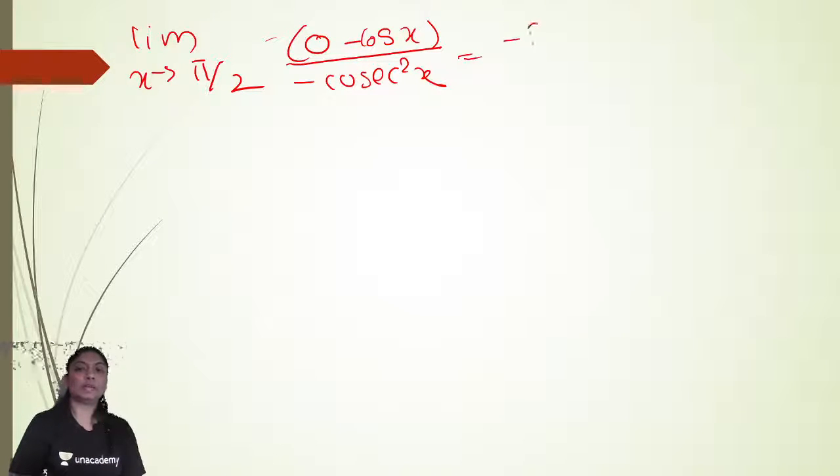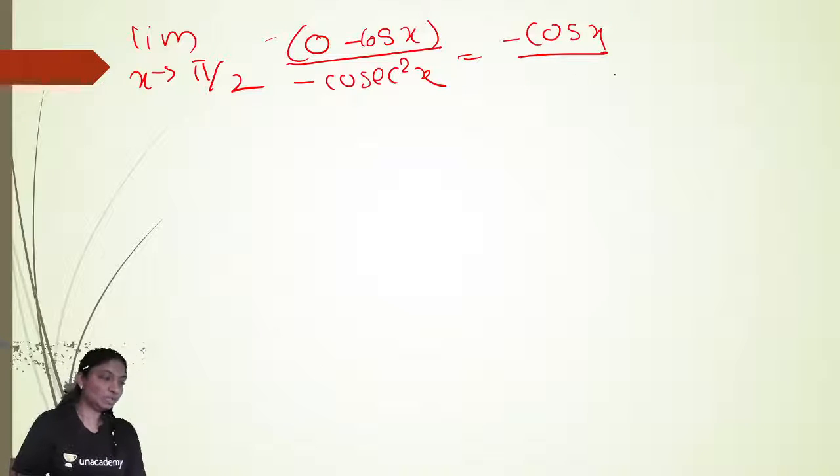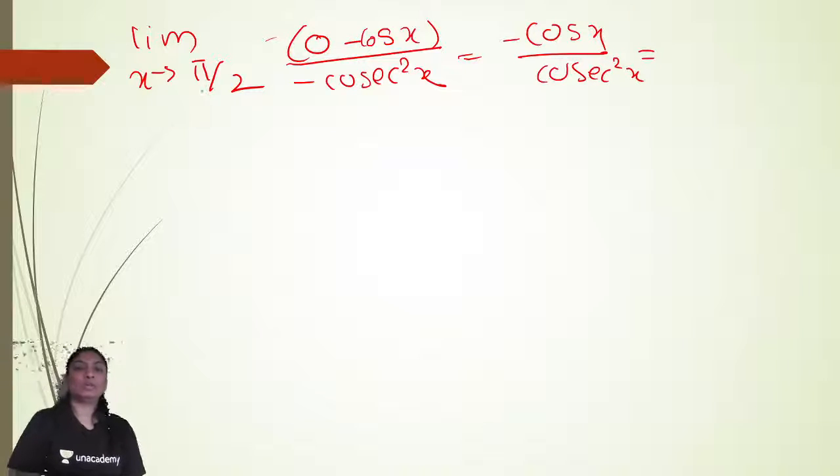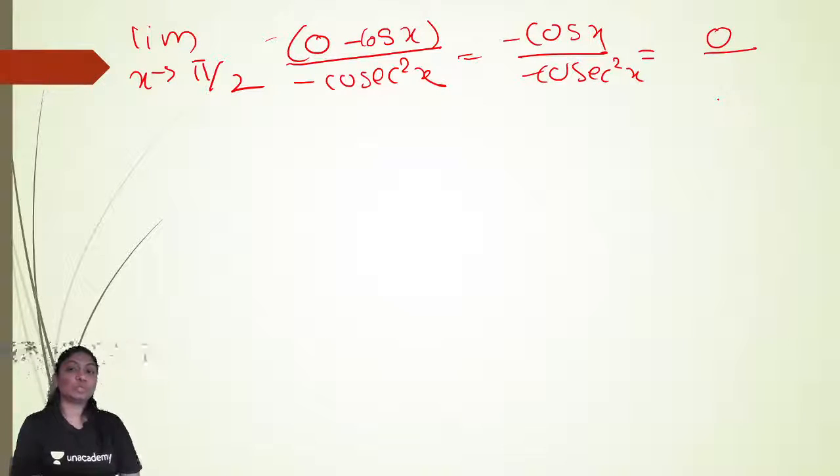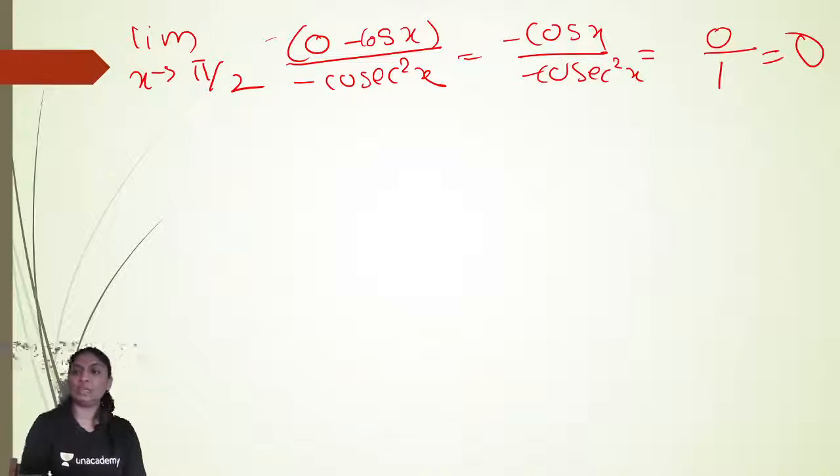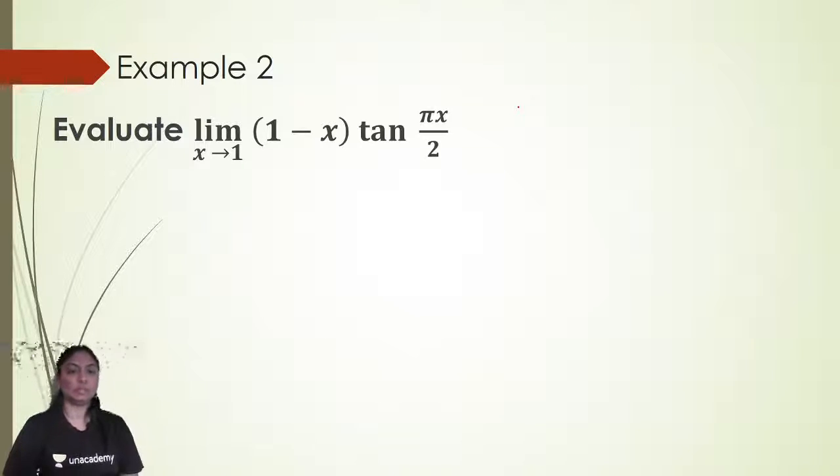Now you will get minus cos x upon minus cosec square x. Here put x equal to pi by 2. Cos pi by 2 is 0. Minus minus gets cancelled, and cosec square pi by 2 means 1 upon sin square pi by 2, which is 1. So 0 upon 1, you will get the limit of this function as 0. So this is how we can evaluate this. I hope you have clearly understood how to evaluate the 0 into infinity form.